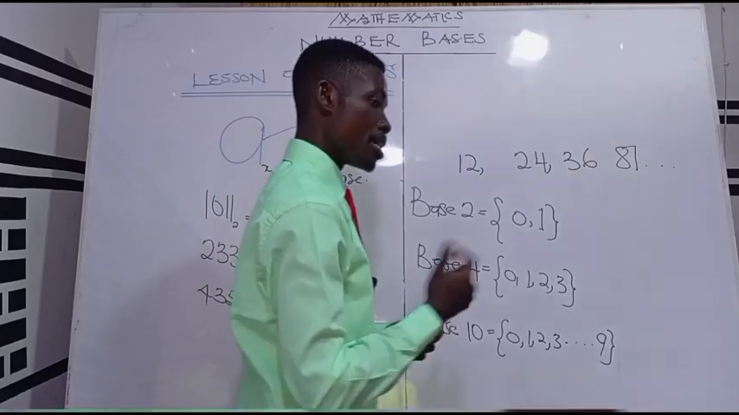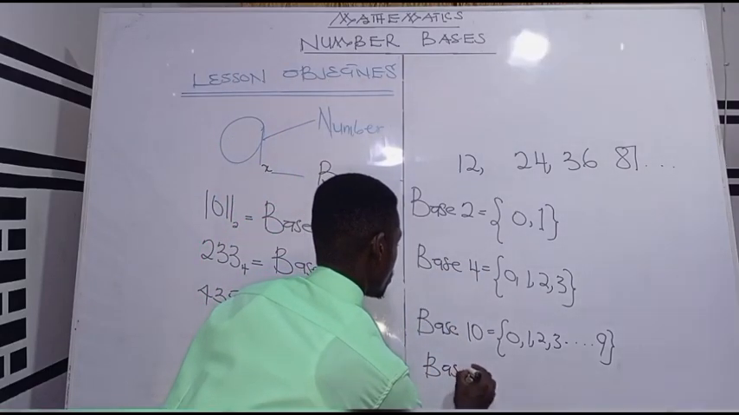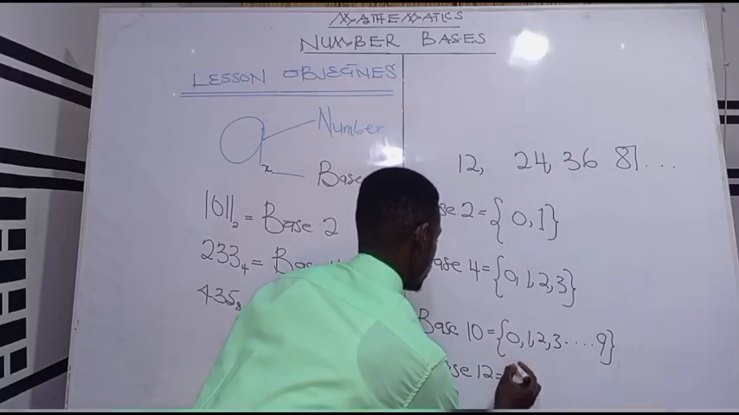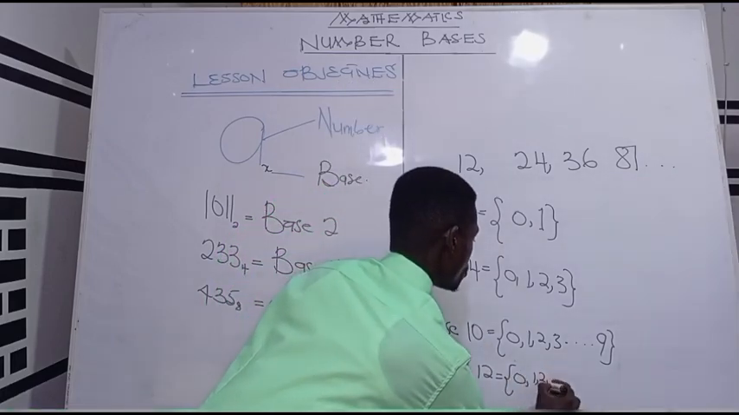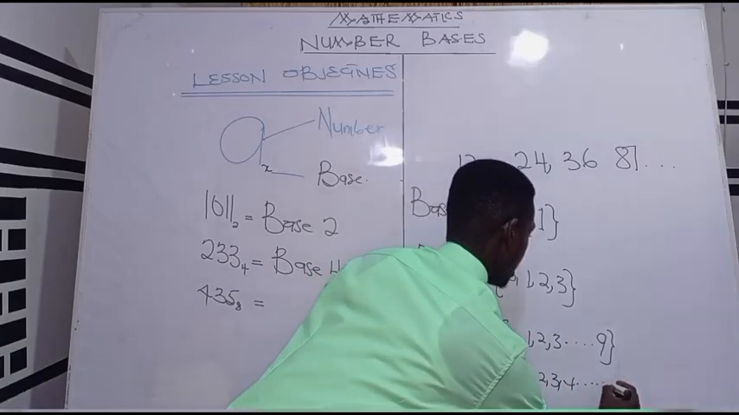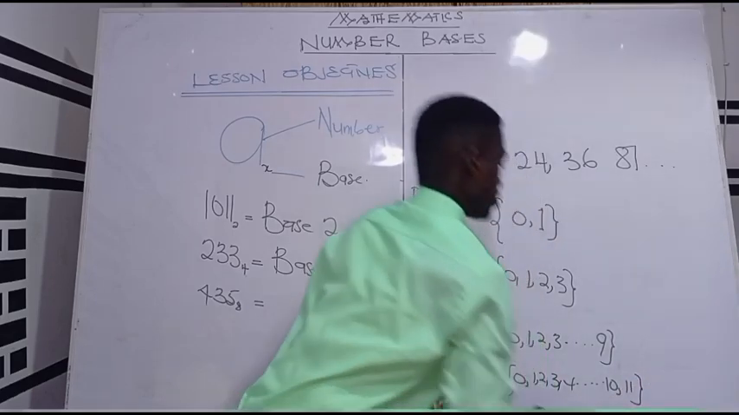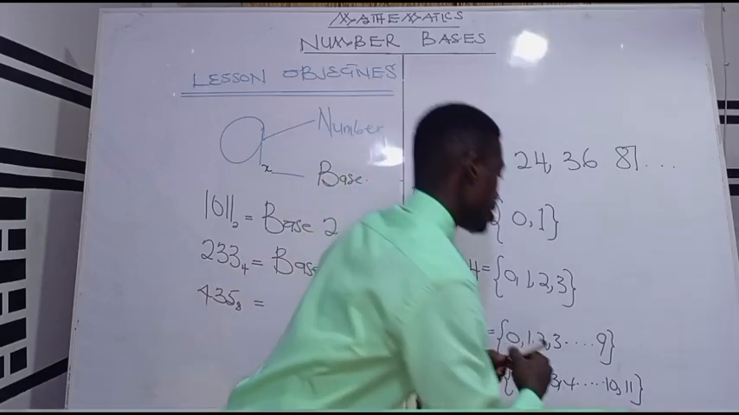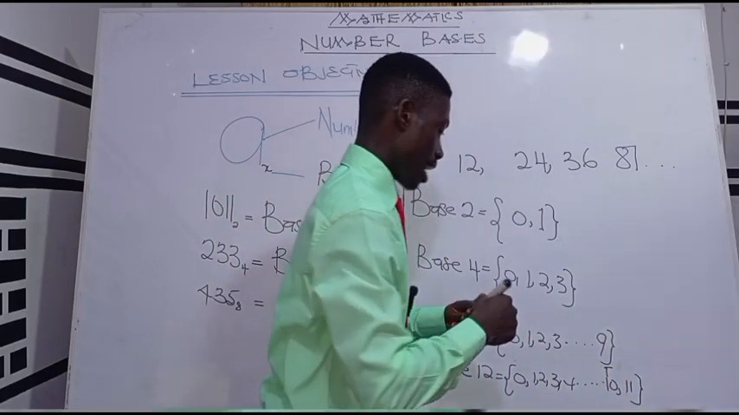Now let's look at a base 12 number. Base 12. A base 12 also has 12 digits, starting from 0, 1, 2, 3, 4, up to 11. So let's say 10 and then 11. In number base, 10 is represented as T, and then 11 is represented as what? E.